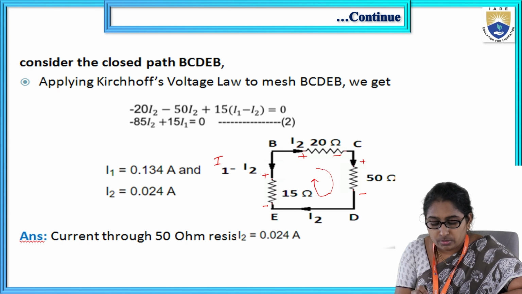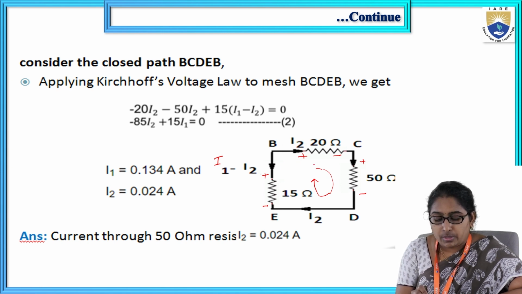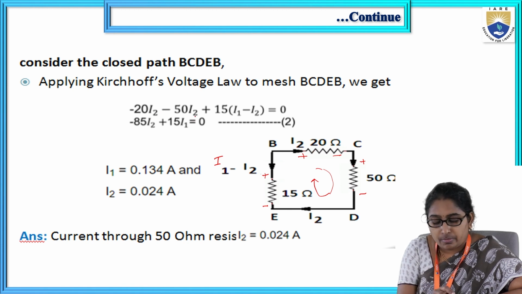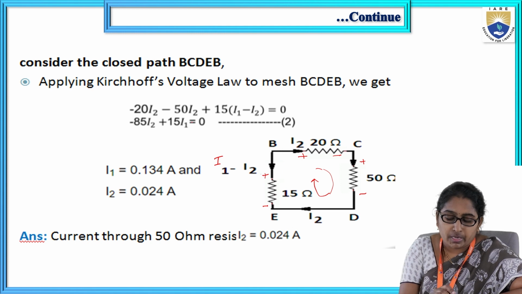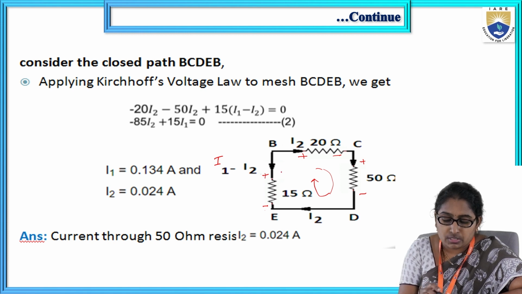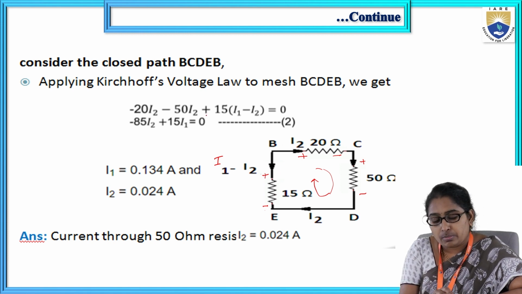Minus 20 I2, right? Because assumed current direction is same as the IR drop direction. So minus 20 I2, 50 also the same case. Minus 50 I2. Look at the 15 ohm. 15 ohm, assumed current direction, okay, flowing upward. But what is the voltage drop direction? This is plus, this is minus. That means opposite. That's why that becomes plus drop, plus IR drop.